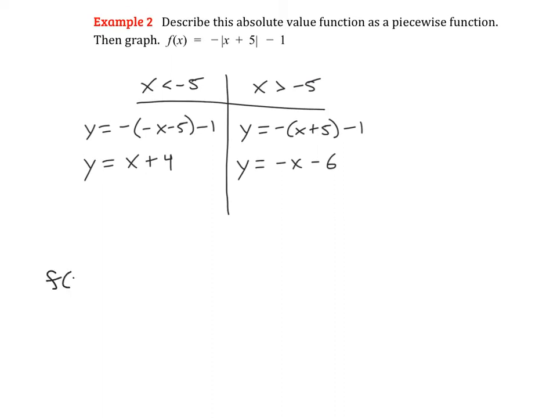So now we can write it as a piecewise function. Our equation to the left of -5 is x plus 4, and to the right of -5, it's negative x minus 6.